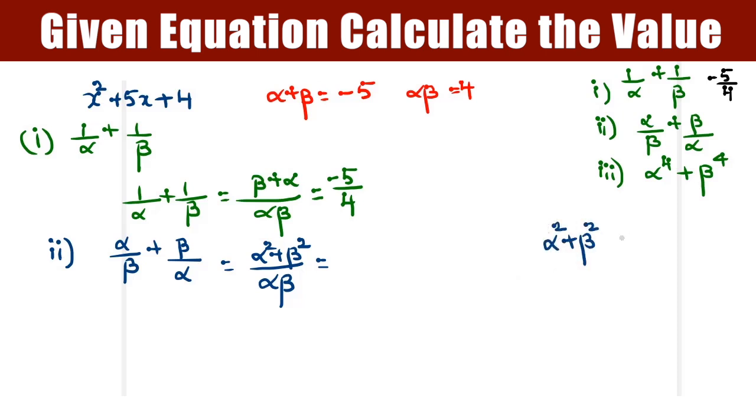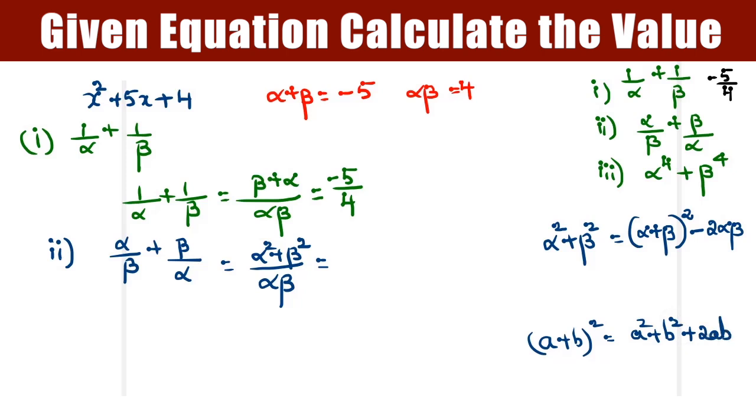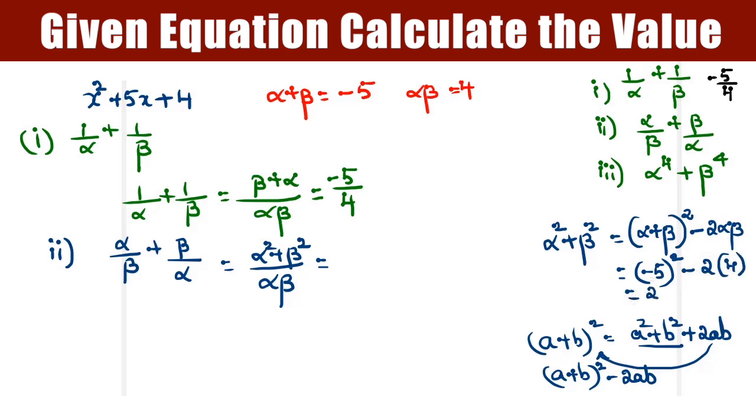Alpha square plus beta square is equal to alpha plus beta the whole square minus 2 alpha beta. I'll show how this is getting derived. We know that a plus b the whole square is equal to a square plus b square plus 2ab. So if I need the value of a square plus b square, I'm going to bring the 2ab here, making it a plus b the whole square minus 2ab. So that is what we have done here too. Alpha square plus beta square is alpha plus beta the whole square minus 2 alpha beta. Now we already know the value of alpha plus beta, that is minus 5 the whole square minus 2 into 4. So this is 25 minus 8, which is going to be 17.